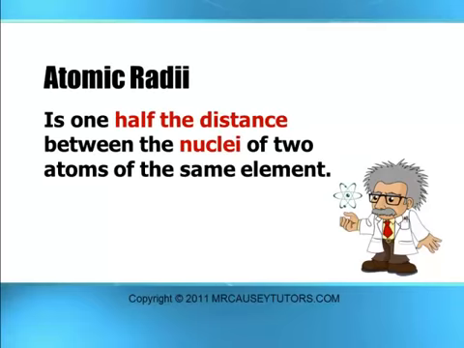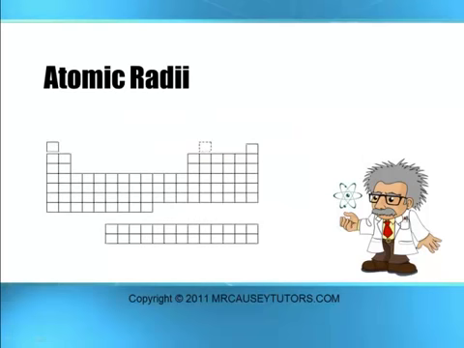Atomic radii is 1/2 the distance between the nuclei of two atoms of the same element. So you have two atoms of the same element right next to each other, and we measure the distance between the two nuclei. Cut that in half, and that's the distance of the radius of one atom of that element. And this can be useful in determining the sizes. The trend on atomic radii, it decreases as you go left to right, and it decreases as you go up.